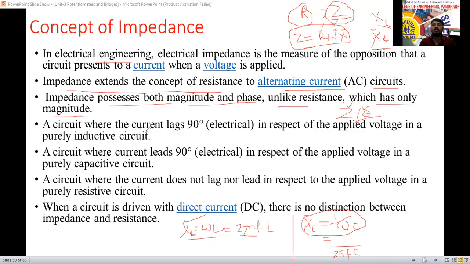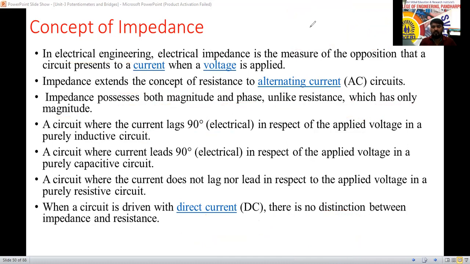A circuit where current lags 90 degrees with respect to applied voltage is a pure inductive circuit. This one I will explain in detail. Just a minute. I will start here and write the voltage equation. See here, the circuit where current lags 90 degrees is for the inductive load.